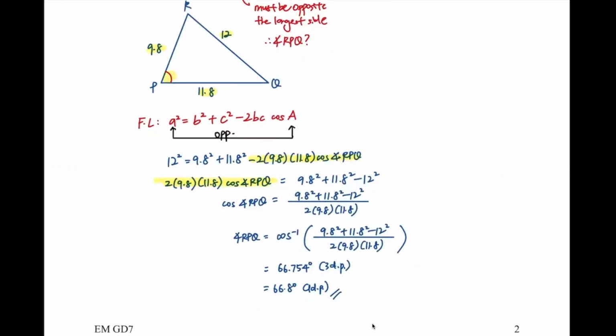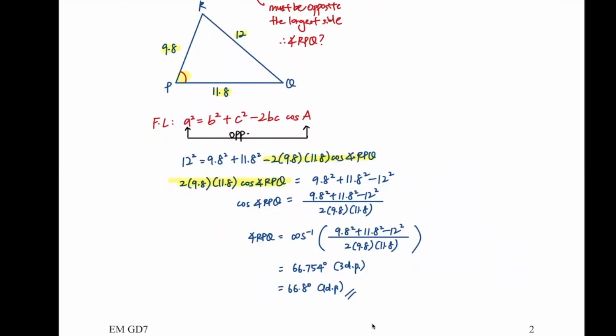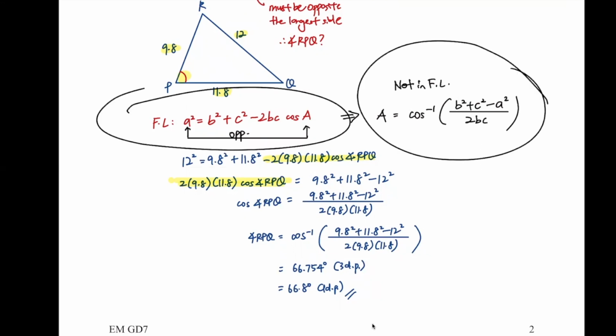Now some teachers will tell you to memorize another formula to help you find the angle. What your teachers will say is, angle A is cosine inverse of b square plus c square minus a square over 2bc, and they'll tell you to memorize it. Now this is, number one, not in the formula list. If you want to use this, you can memorize it. But please understand that this formula is the exact same formula as this. It's just that you made capital A the subject, which is everything I've done here.